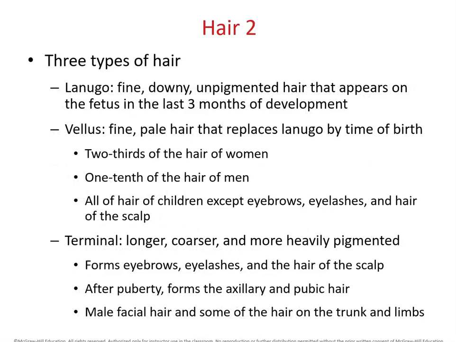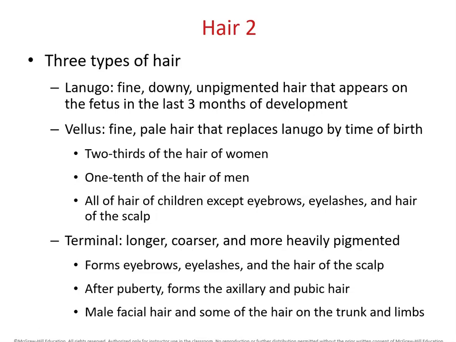So we have three types of hair. The first one, lanugo, is only seen in fetuses. It's found in months 6 through 9 of fetal development, that third trimester. Very soft, downy, unpigmented hair. Generally, it's replaced by vellus by the time of birth, and this is persisting through most of a person's life.